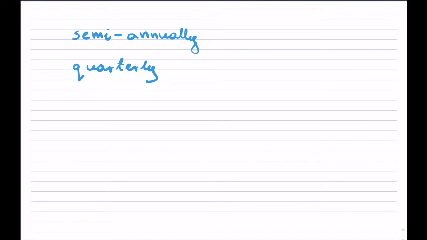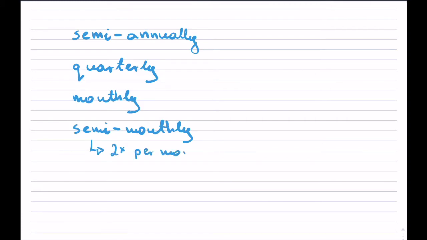The next one that you should understand is monthly. If someone gives you the number of months, obviously there are 12 months in a year. After monthly is semi-monthly. What does semi-monthly mean? Just like semi-annually was twice per year, semi-monthly means twice per month, so 2 times per month. That's useful for us to know, because then if someone gives us semi-monthly terms, we will know how to convert it back into years.